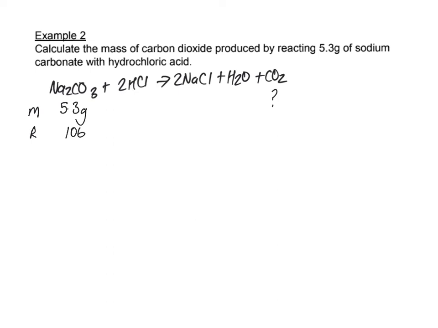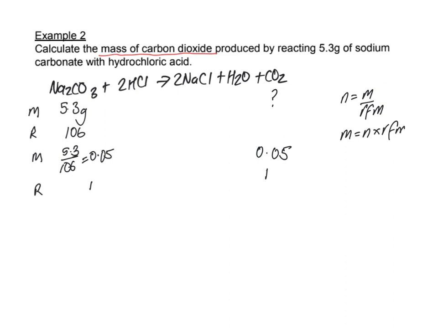Then we're going to calculate the moles. The moles are going to be 5.3 over 106, which is 0.05 moles. From the equation, the ratio is 1 sodium carbonate to 1 carbon dioxide. We only have 0.05 moles of sodium carbonate, so we will get 0.05 moles of carbon dioxide. However, the question asks you to calculate the mass of carbon dioxide. If we think about the formula we use in this topic, moles equals mass over RFM, we can rearrange it to say that the mass is going to be the moles multiplied by the RFM.